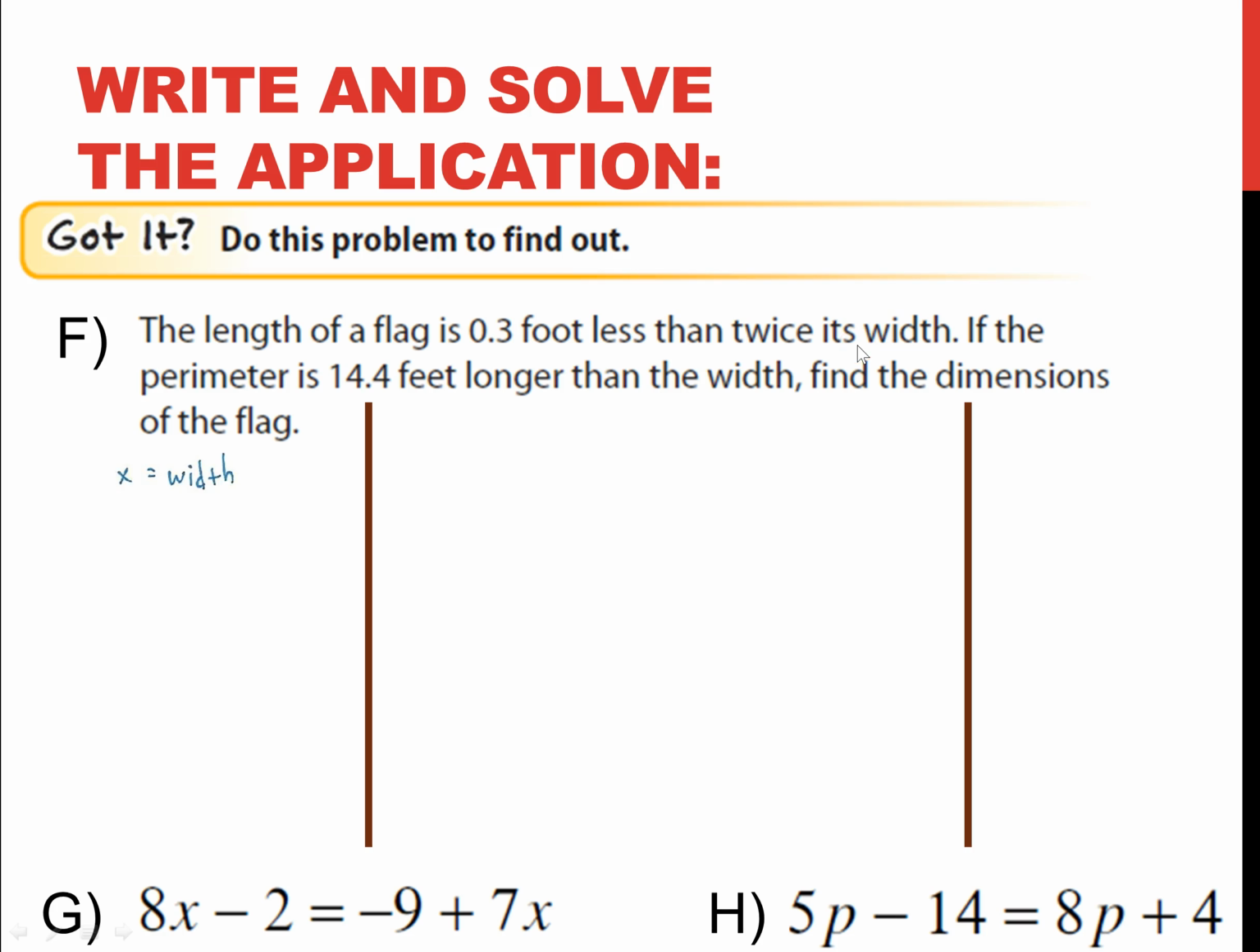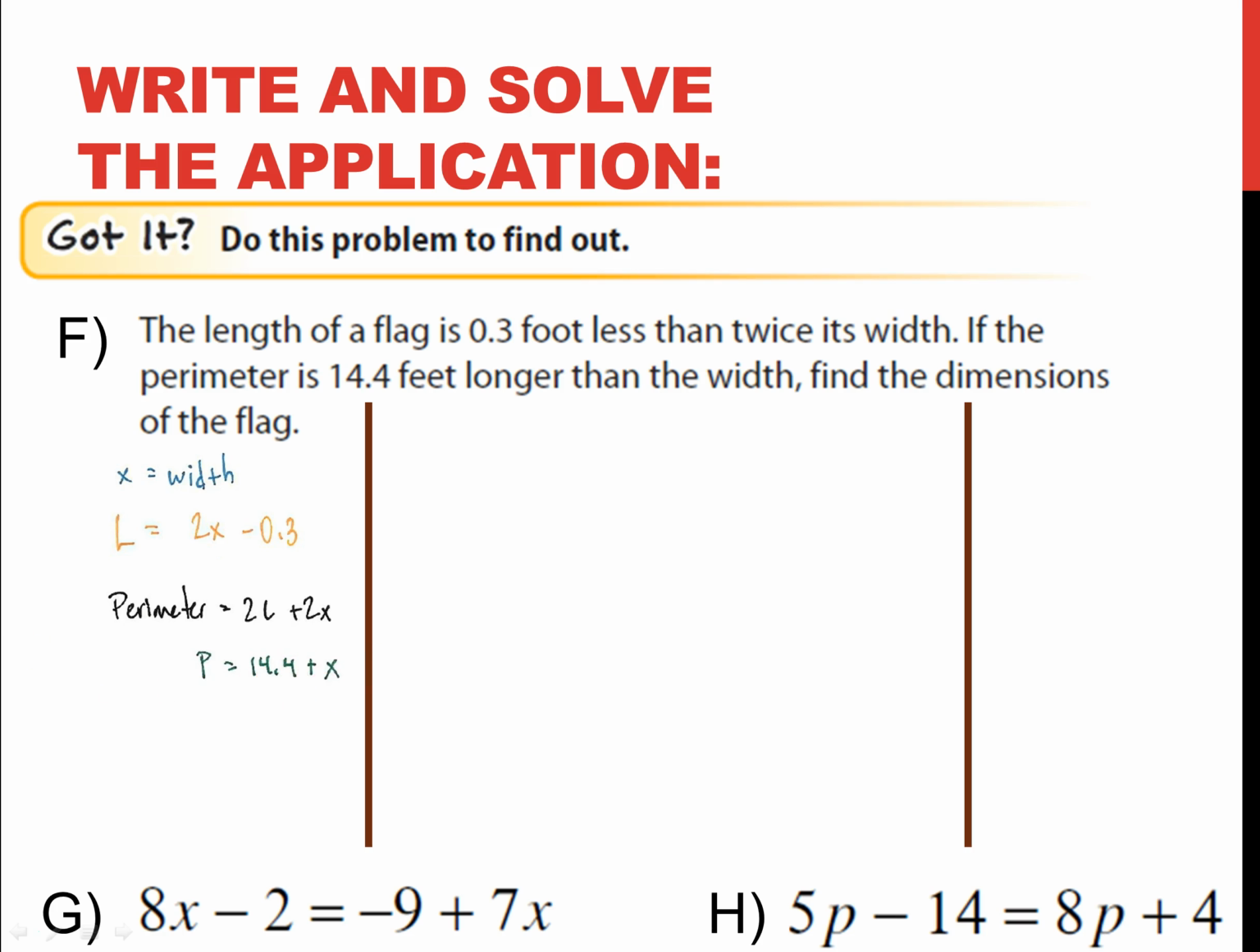Okay, so I know its width is x. I don't know that. But I know that the length of it is 2 times the width, or 2x, minus 3/10. Okay, cool. So I've got these pieces of information to go along with my first sentence. The perimeter of a rectangle is twice the length plus twice the width. So 2L plus 2x equals my perimeter. If the perimeter is 14.4 feet longer than the width, so 14.4 plus x.